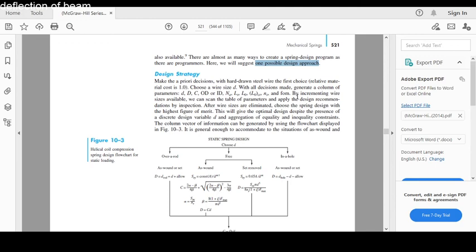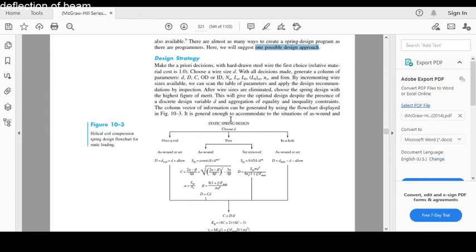Make a priority decision with hard drawn steel wire. The first choice is relative material cost, 0.0. Choose wire size D. With all decisions made, generate a column of parameters: D, D_c, O_D (outside diameter) or inside diameter, and α, L, and so on, and form a table by incrementing the wire sizes available. We can scan the table of parameters and apply the design recommended by inspection.